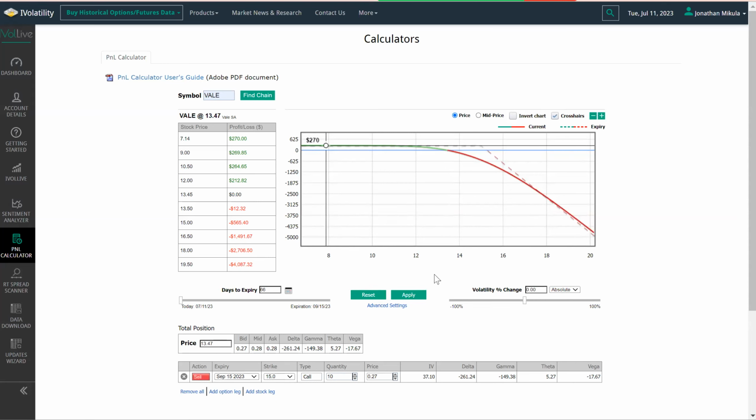And then this is a different bet, right? Because what this is saying is, we need Vale to stay below 15 in order for us to be profitable and to earn this premium. Otherwise, we're going to be assigned shares at 15. And so this again shows us what that scenario looks like.